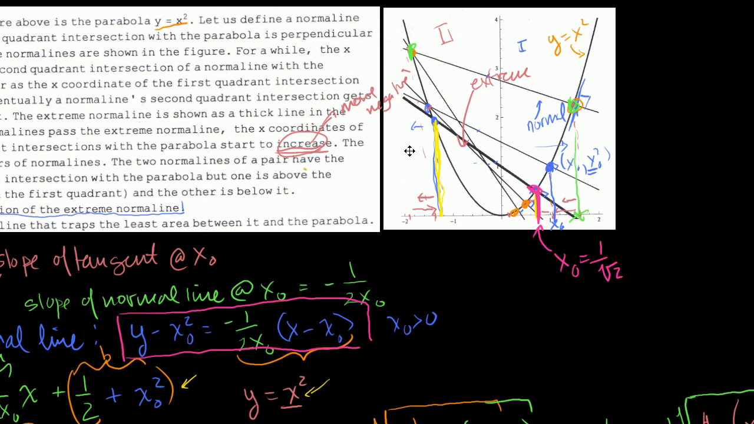I get, and this is the home stretch, and this is quite a beast of a problem, y minus x naught squared. X naught squared is 1/2, right? 1 over square root of 2 squared is 1/2, is equal to minus 1 over 2x naught. So let's be careful here. So minus 1/2 times 1 over x naught. 1 over x naught is the square root of 2, right? All of that times x minus x naught. So that's 1 over the square root of 2. X naught is 1 over square root of 2. So let's simplify this a little bit.